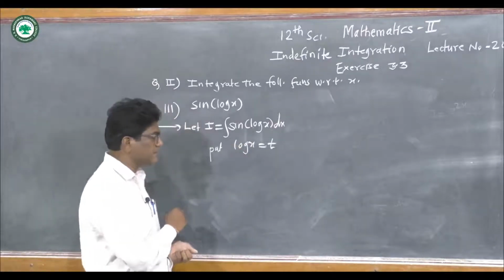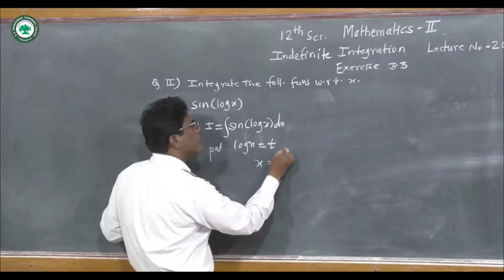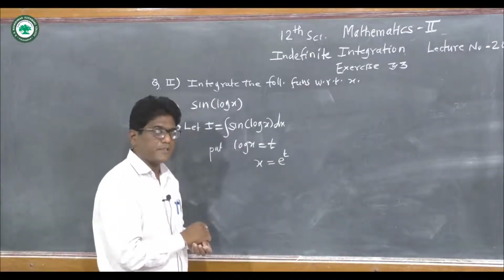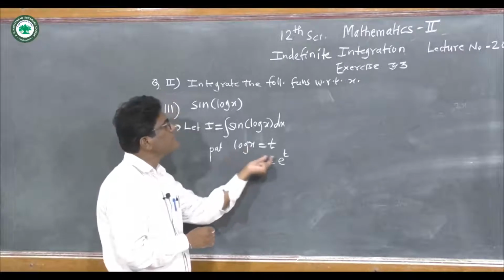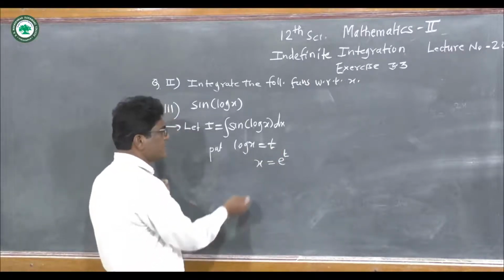So how to solve this? We write here x is equal to e to the power t. We cancel this log, so x is equal to e to the power right hand side. And now differentiate with respect to x.